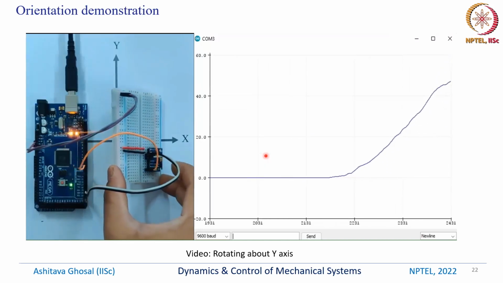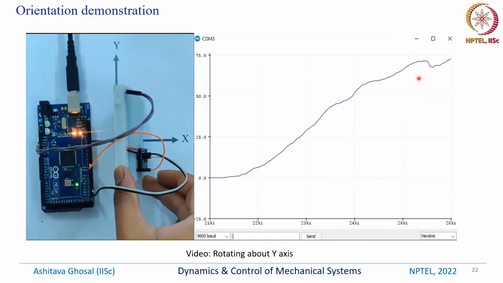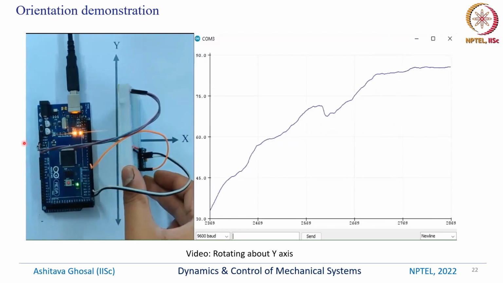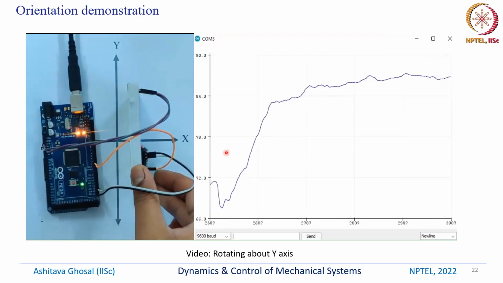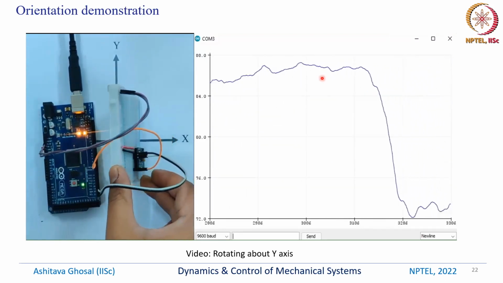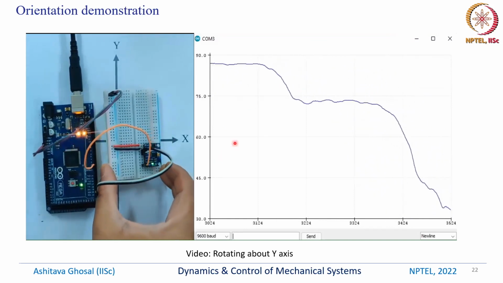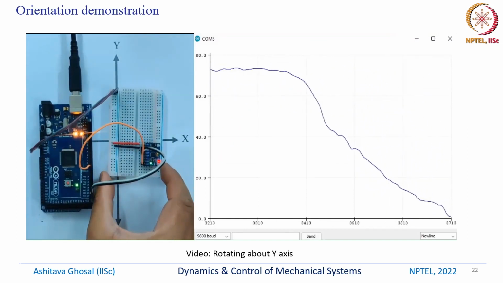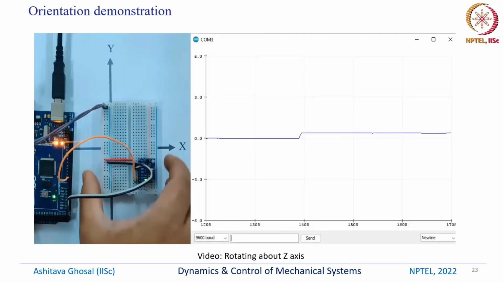As you rotate about the y-axis, you can see this plot, the output of this sensor, and it shows how the angular velocity along the y-axis is changing. As you can see, there was some jerk while moving up and down. That is faithfully captured in this output. Here is a demonstration of rotation about the z-axis.